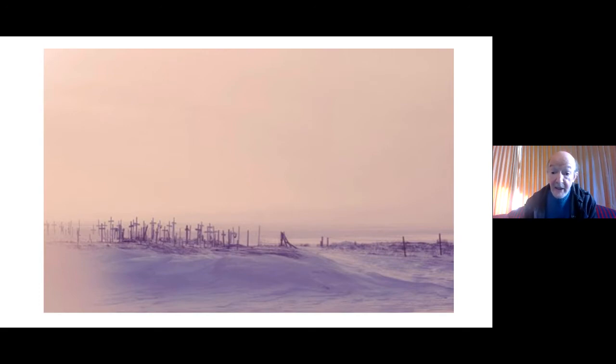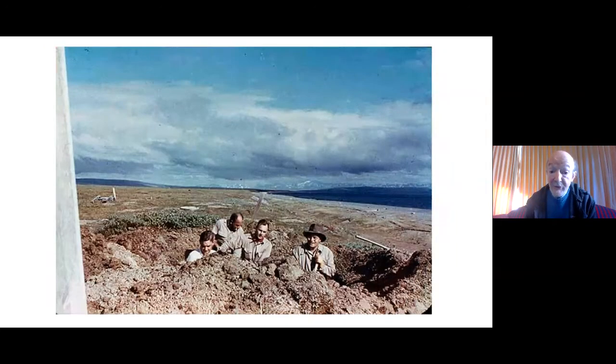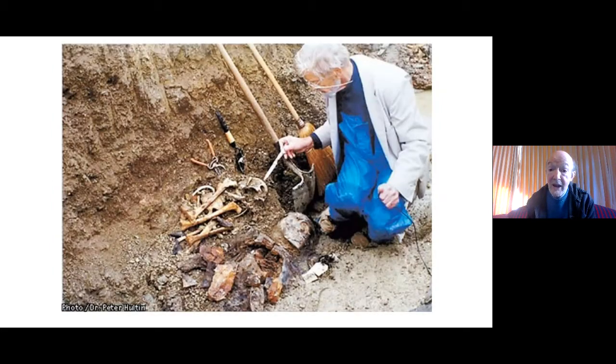And this is a picture of him in 1951. He's the young man on the extreme left attempting exhumation, but as I said, without success. He gets the specimen, but he cannot do anything effective with it. And here is Johan Hultin in 1997, now a good deal older, down in the grave, and you can see he's got some of the skeletal remains there.